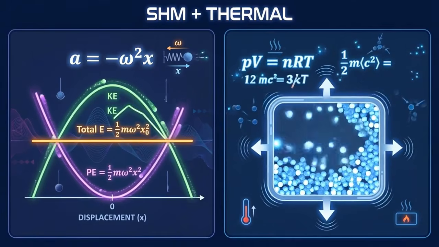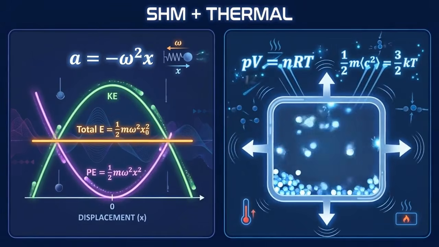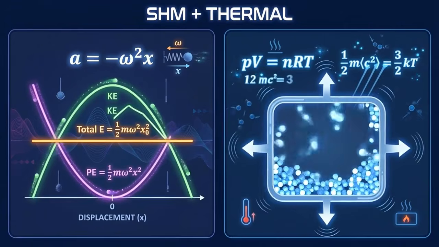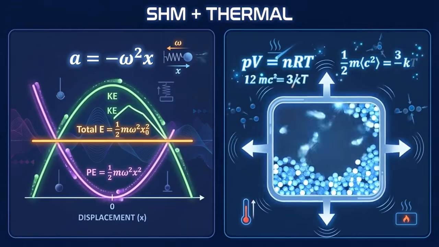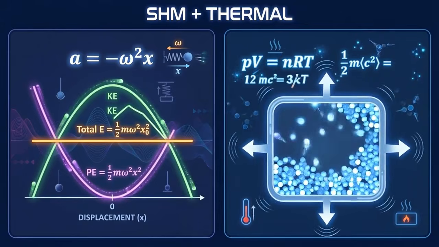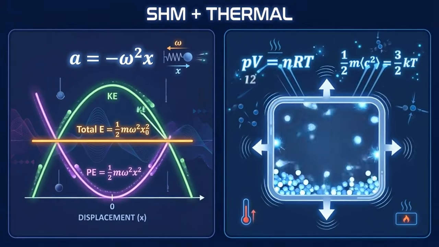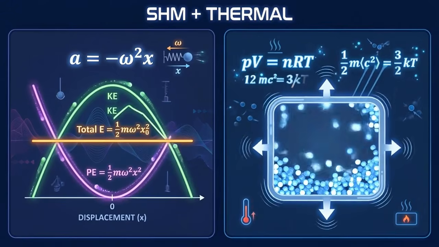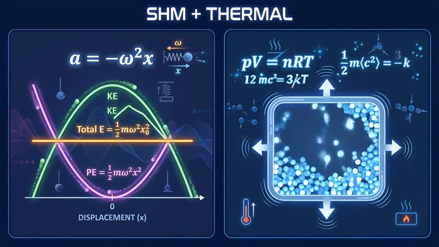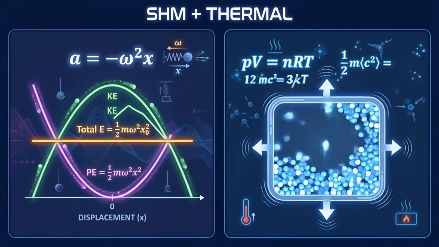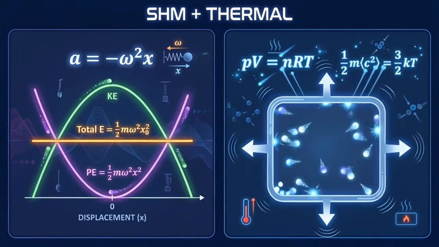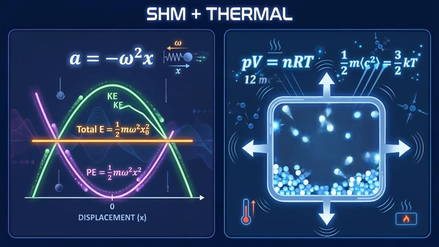For thermal physics, the ideal gas law is PV equals nRT, where n is moles. The kinetic theory result is a half mc squared equals 3 halves kT. This links temperature to the mean kinetic energy of a single molecule. The first law is delta U equals Q plus W. Be careful with sign convention. Work done on the gas is positive.